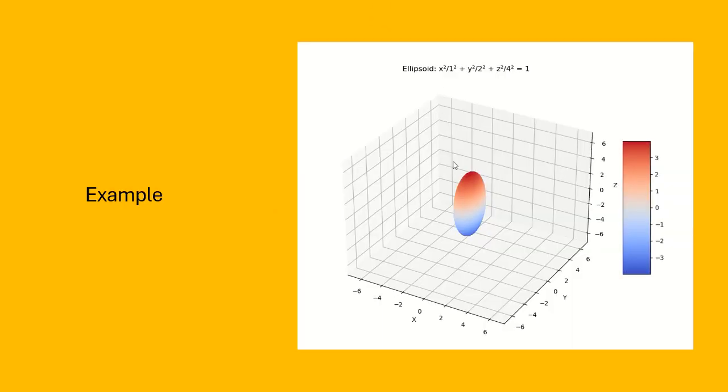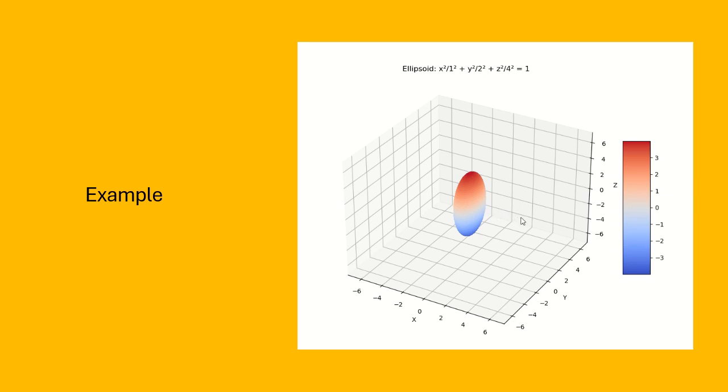Here we have the ellipsoid x squared divided by 1 squared plus y squared divided by 2 squared plus z squared divided by 4 squared equals 1. Here's the ellipsoid in 3-dimensional space. This is our x-axis going from, it looks like, -7 to 7. For the y-axis, -7 to 7 perhaps. And on the z-axis, -7 to 7 also. This color scale here tells us the z-coordinate of a point on this surface.